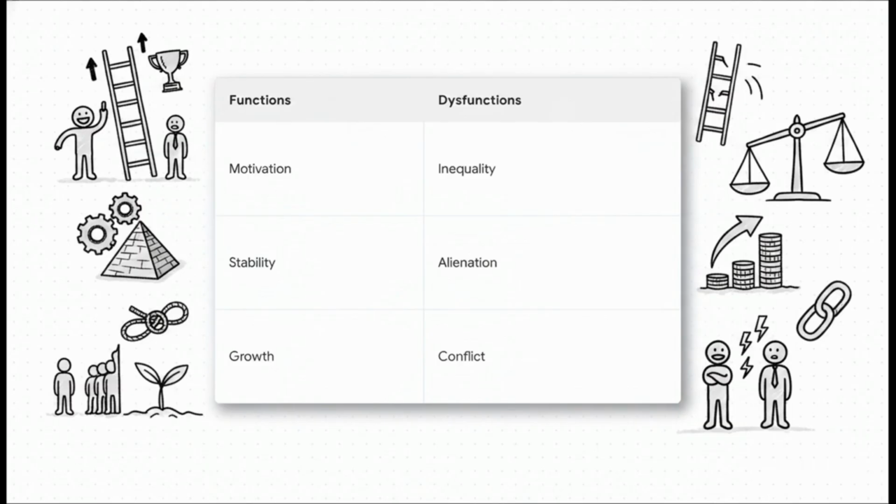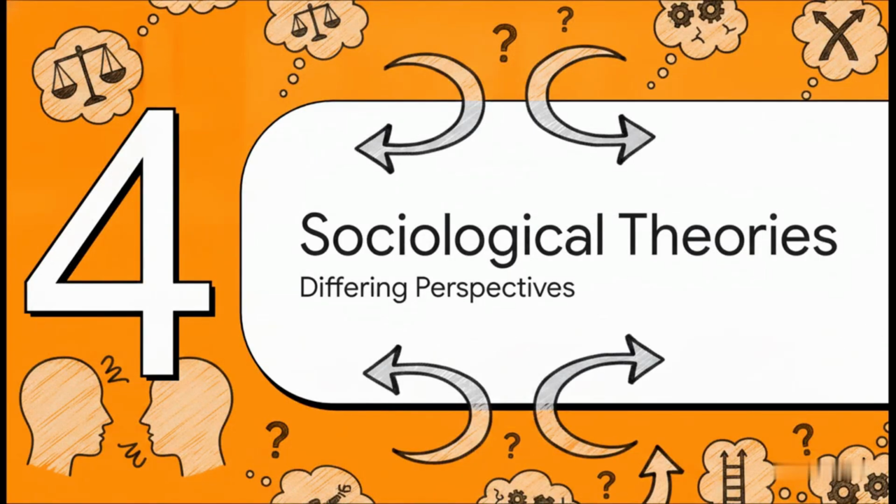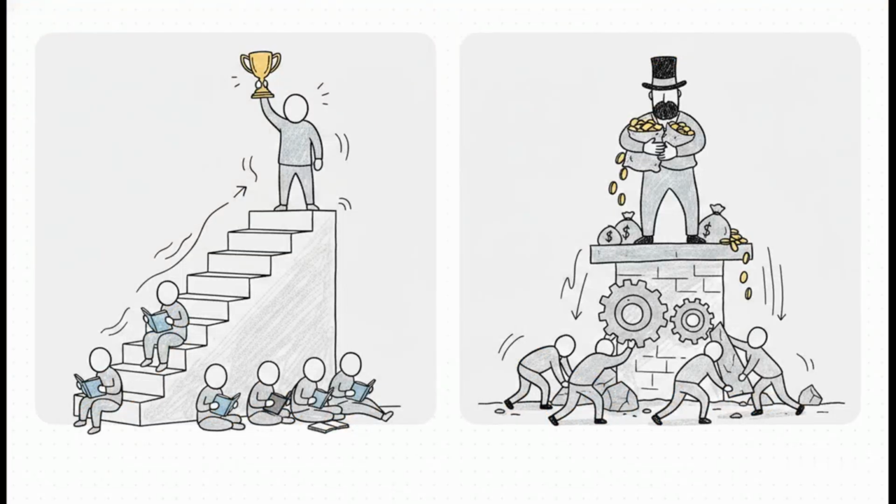So we're looking at a massive structural tension between the motivation the ladder supposedly provides and the deep conflict it actively creates. Section 4. Key sociological theories. It turns out the greatest sociological minds in history completely disagreed on this topic. We really have a true clash of perspectives here.